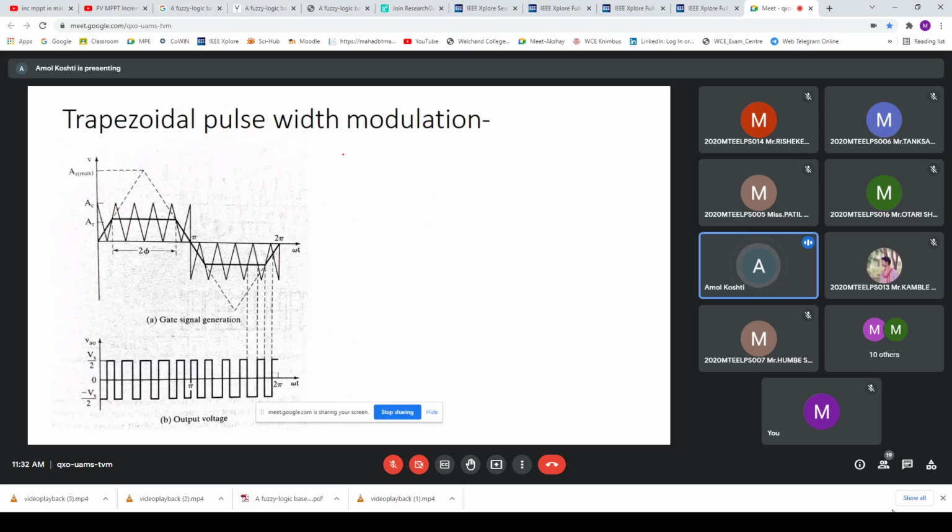Then trapezoidal pulse width modulation. Okay, it is a very rare technique, again it is used. Why is it named trapezoidal? Because here the nature of the reference signal is trapezoidal.